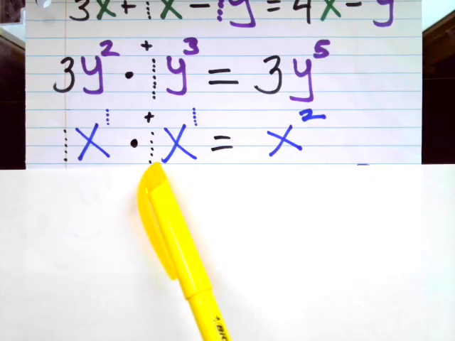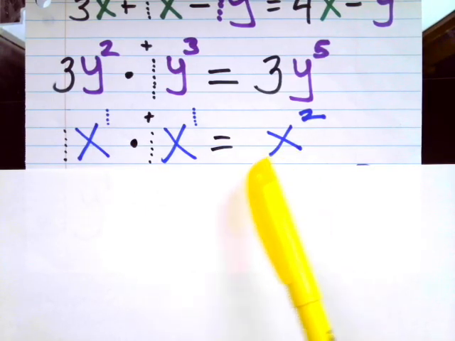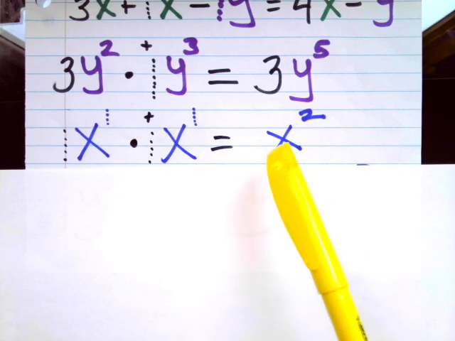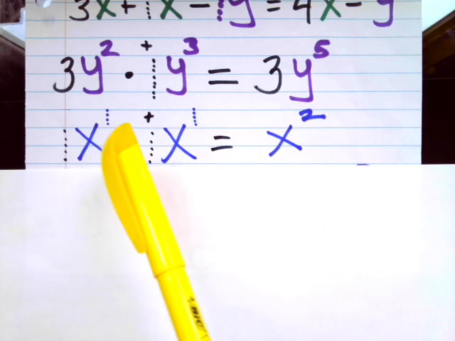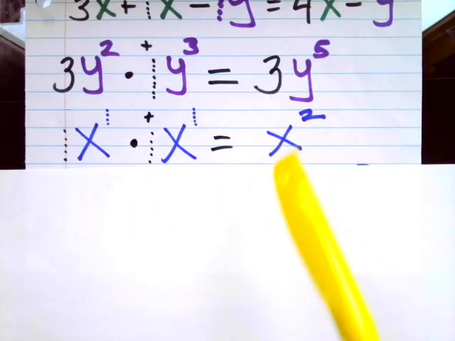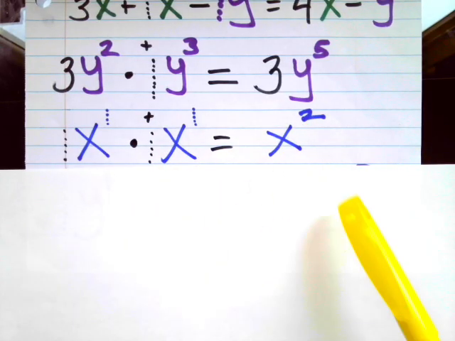Hey, what's 1 times 1? It's 1x. Again, that x is attached to the ones. It has to stay with your answer. We add the exponents. 1 plus 1 is 2. So we have x squared as a simplified answer here.